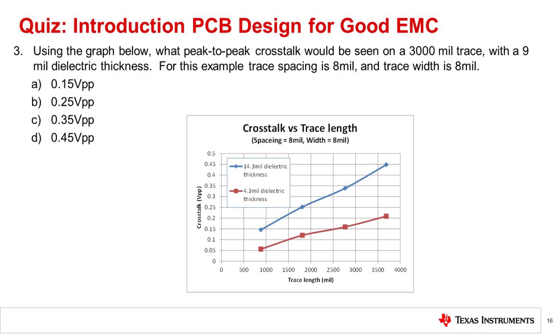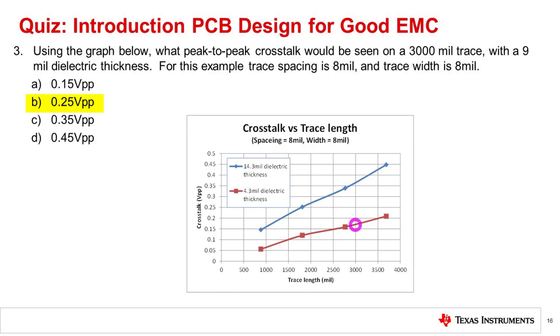Question 3. Using the graph below, what peak-to-peak crosstalk would be seen on a 3000 mil trace with a 9 mil dielectric thickness? For this example, the trace spacing is 8 mil and the trace width is 8 mil. The correct answer is B, 0.25 volts peak to peak. In this case, you will have to interpolate between the two curves.